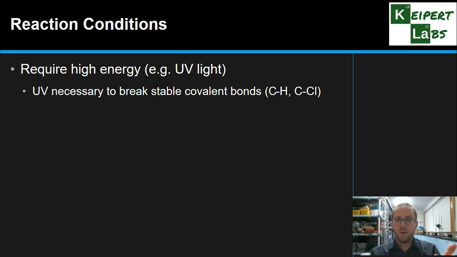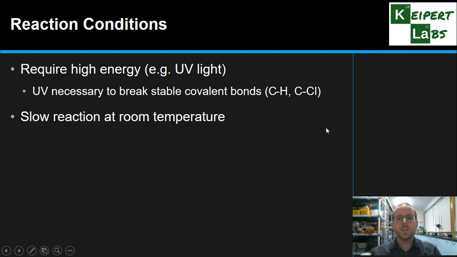Now, yes, we could have high energy in the form of heating, but heating and hydrocarbons tends to be a bit of an interesting combination. Okay, you're more likely to get it to combust rather than to get it to undergo this kind of reaction. We call this sort of reaction a photochemical reaction, where the light is necessary or is involved in making this change happen in a way that doesn't cause combustion. Okay, so UV light is necessary. If you do it in the absence of UV light, it doesn't happen.